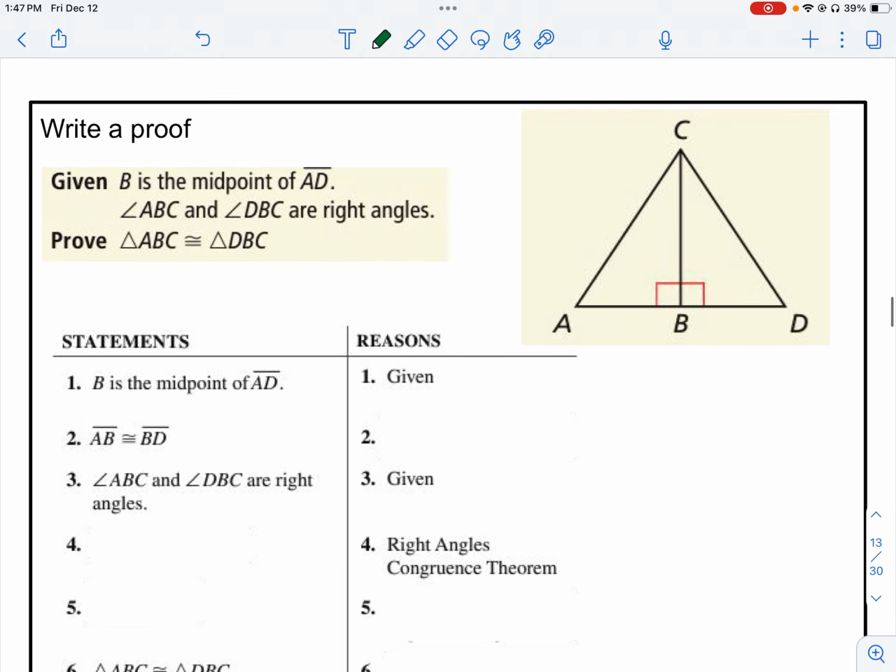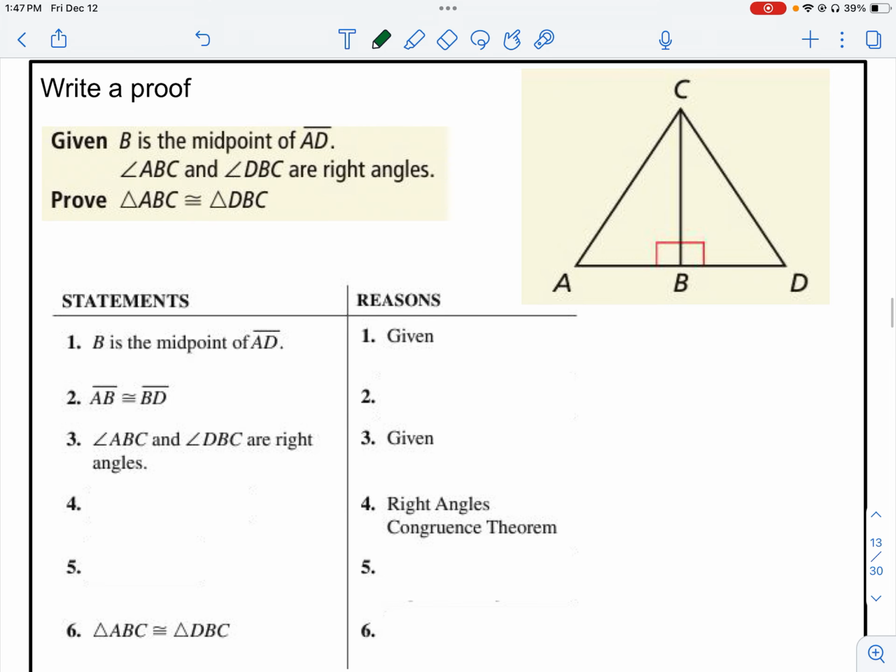Well, let's keep going and let's do it again. Let's see what else we can do. Well, B, right here, is the midpoint of AD. So that's given. AB and BD are congruent. That's the definition of a midpoint, because a midpoint is the middle point, so the segments on either side of it have to be congruent. All right, and that's all the further we can go with that. That is our side.